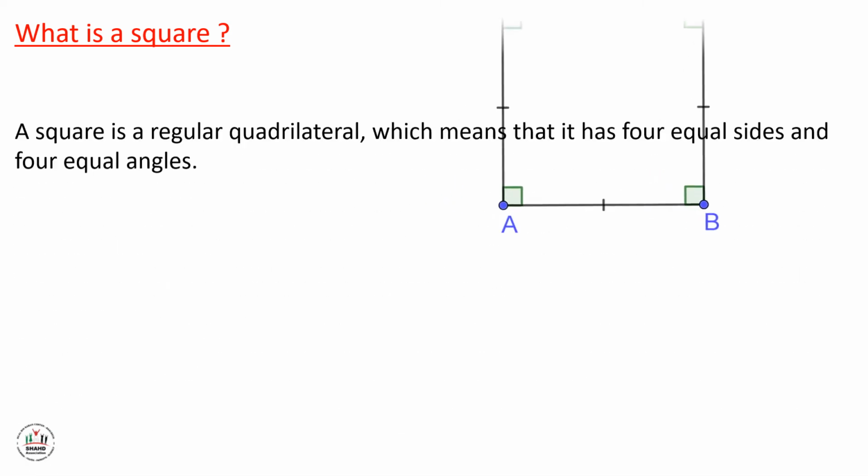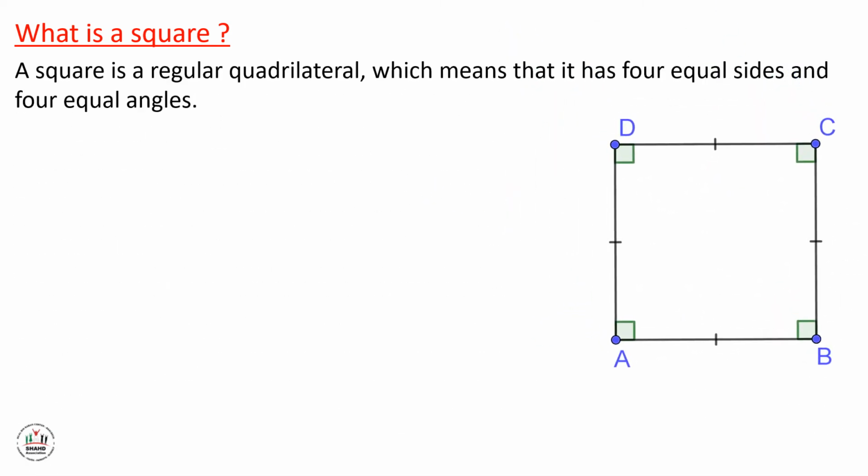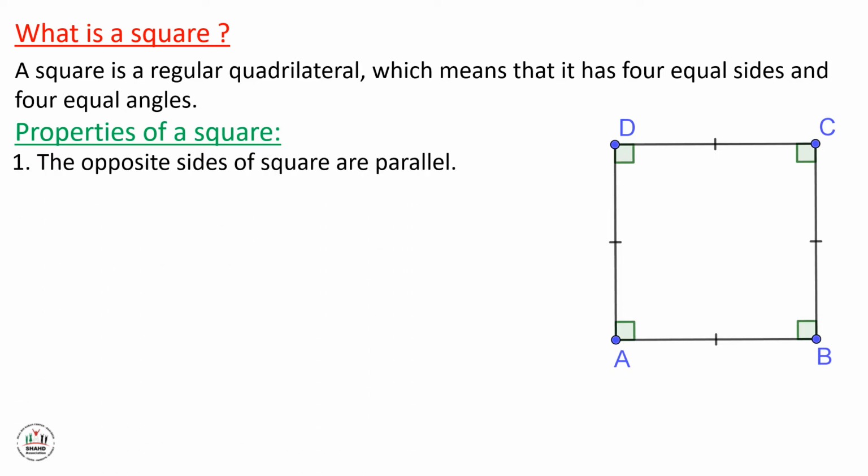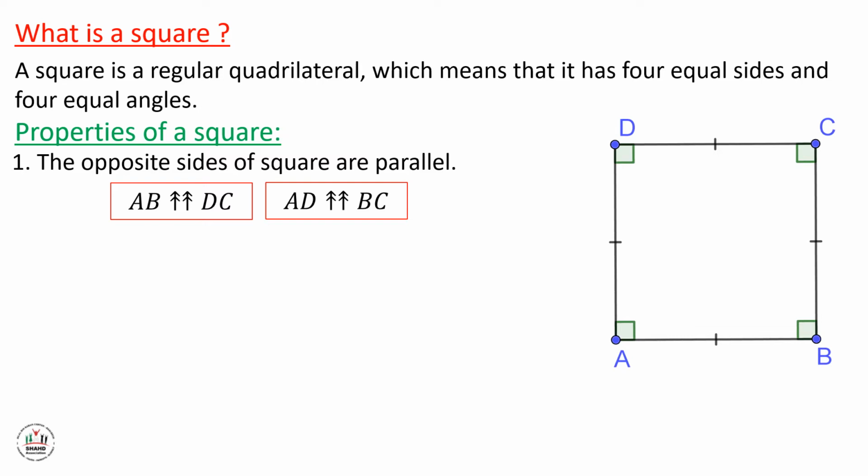Now let's move to the second type of quadrilaterals that we will learn in this lesson, which is a square. What is a square? A square is a regular quadrilateral, which means that it has four equal sides and four equal angles. Properties of a square. The first property states that the opposite sides of square are parallel as a rectangle. So AB parallel to DC and AD parallel to BC.